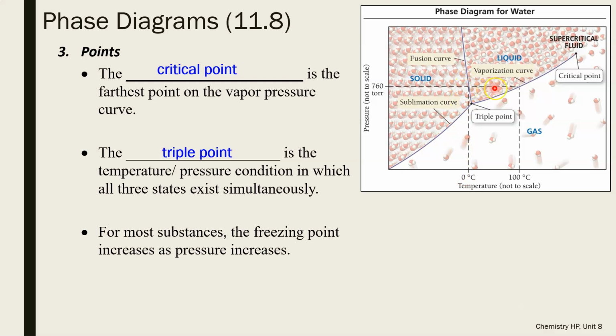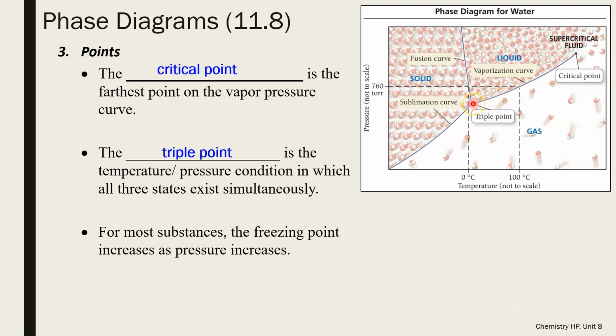And if we keep going across to the vaporization curve, this point right here, where pressure is 760 torr or 1 atmosphere, we see that that is the boiling point, or the normal boiling point, of water. Remember, we define normal boiling point to be the temperature at which a liquid goes to a gas at standard pressure. And for water, we know that to be 100 degrees Celsius.